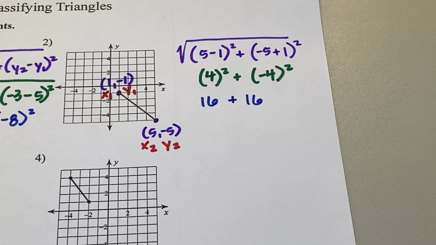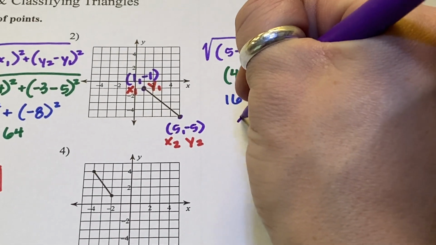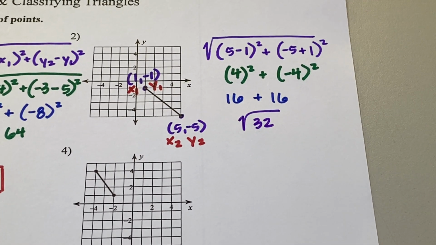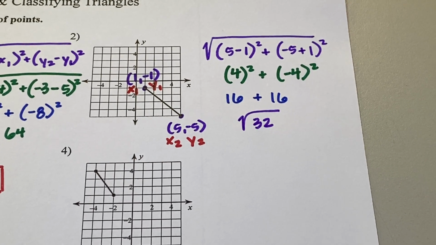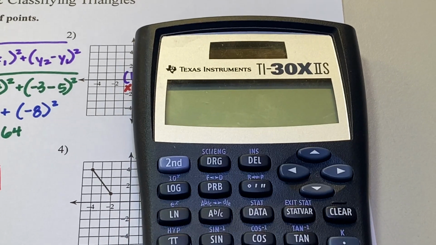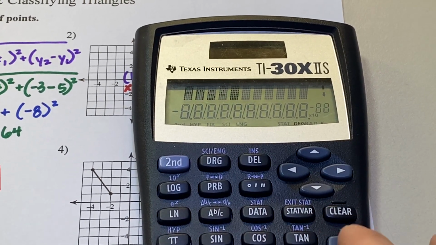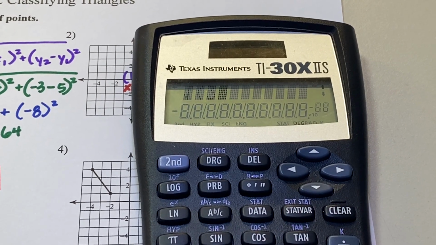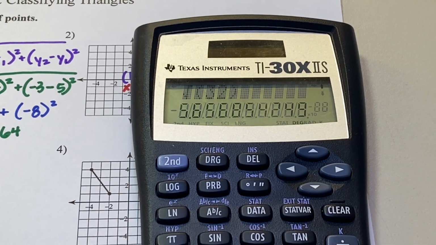What is 16 plus 16 going to turn into? 32. So now we have the square root of 32. Is that going to be a nice, pretty number? Definitely not. So this is where you want a calculator. In your calculator, you're going to type in second button, square root, 32. It gives me a decimal. That's okay.